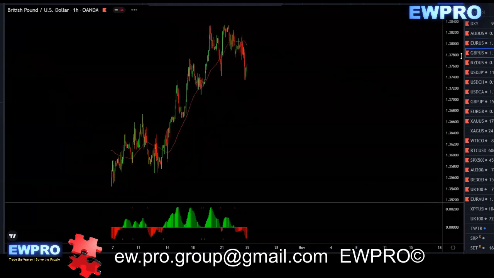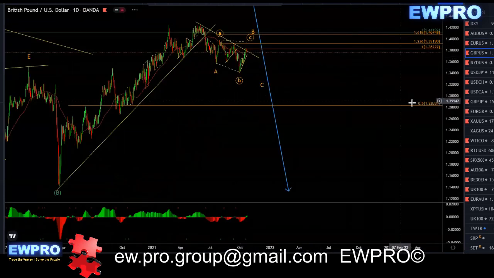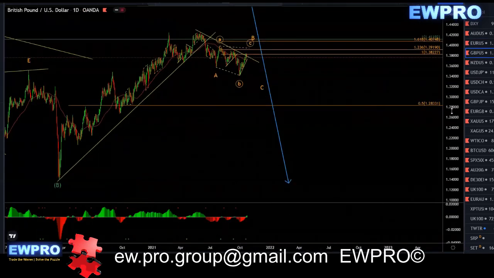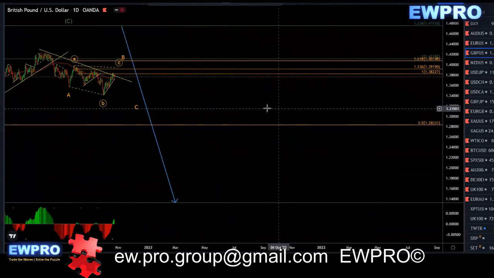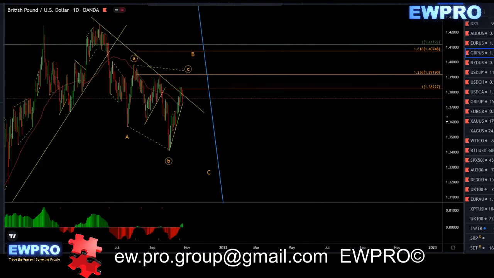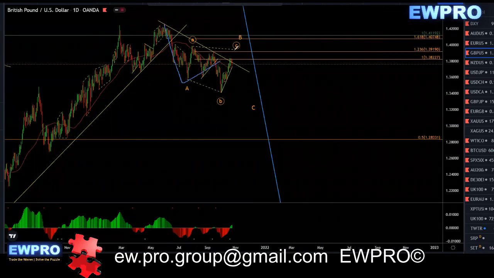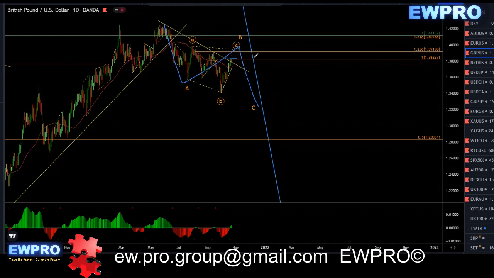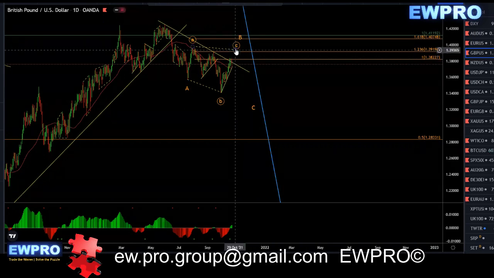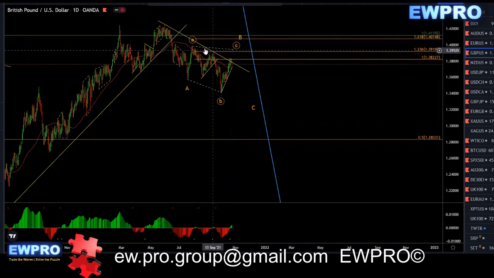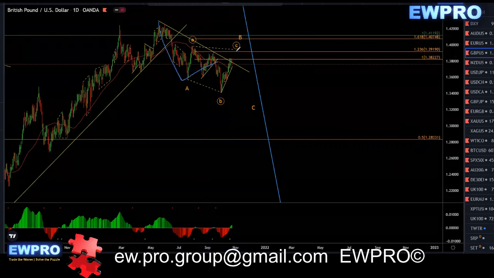So GU on the daily. We're looking pretty much the same as the others. We're looking at an A, B, C. This one here has bounced off that 100 fib. So it may have completed its structure in here. So this may be the end of wave C and the end of wave B. So we get that A, B, C. So we're looking for downside pretty much.